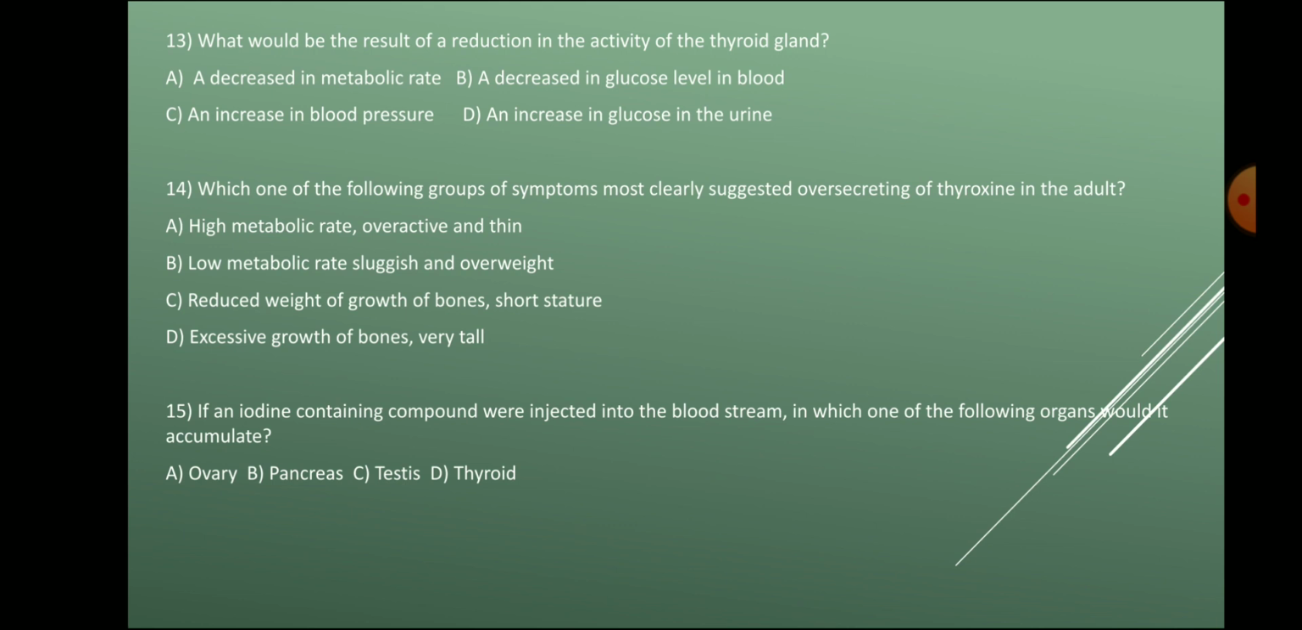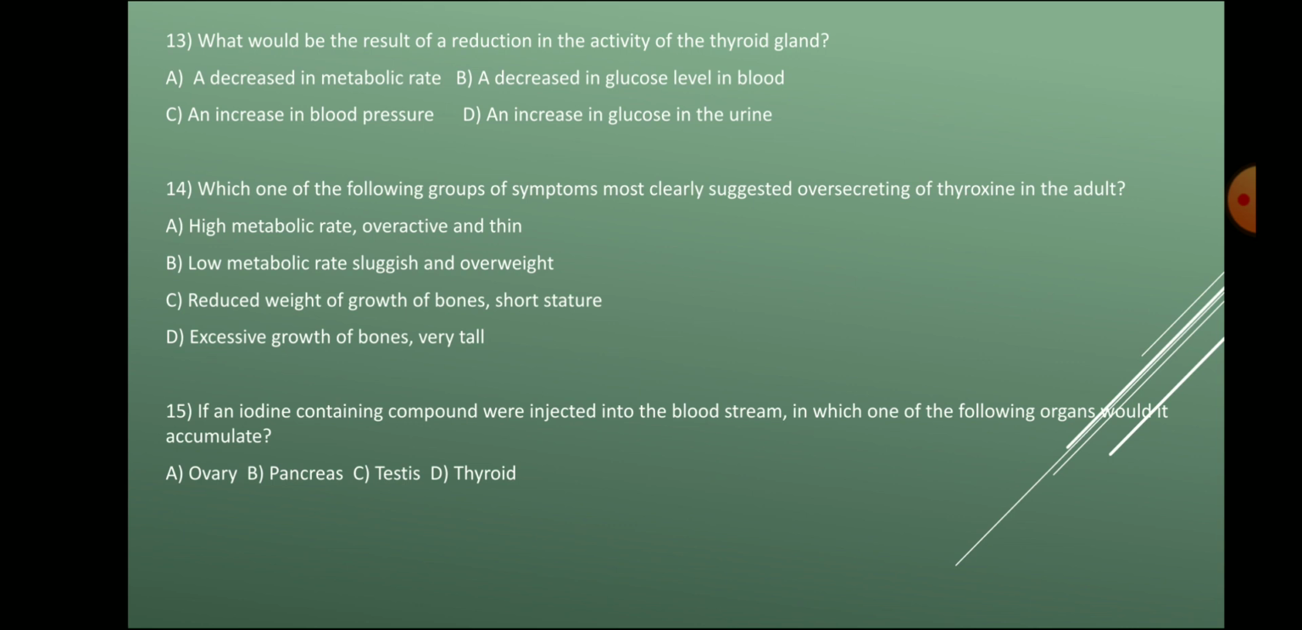Next question, which one of the following groups of symptoms most clearly suggests over-secretion of thyroxine in an adult? The options are: A, high metabolic rate, overactive and thin. B, low metabolic rate, sluggish and overweight. C, reduced growth of bones, short stature. D, excessive growth of bones, very tall. So the correct answer is A, high metabolic rate, overactive and thin.